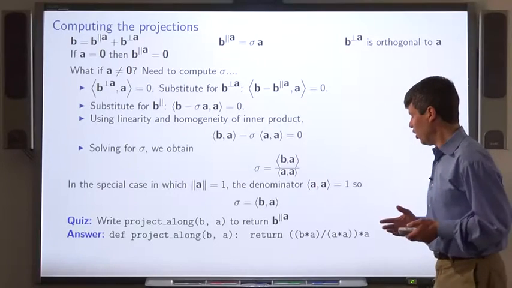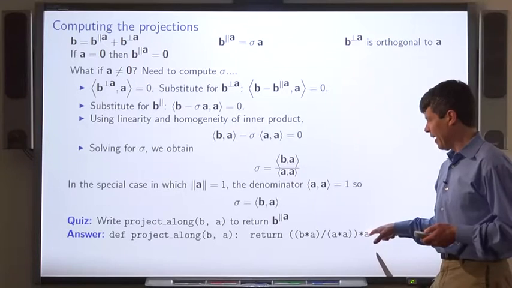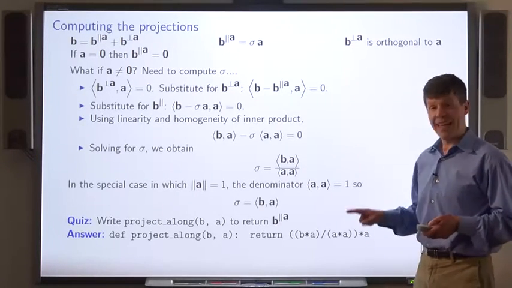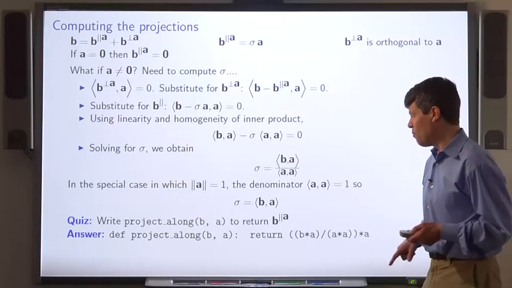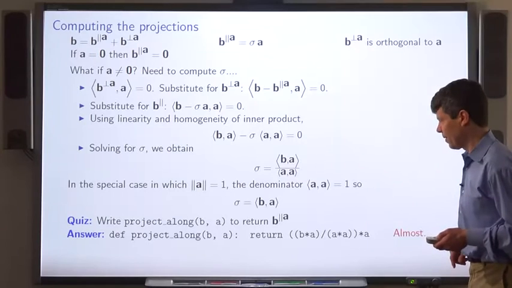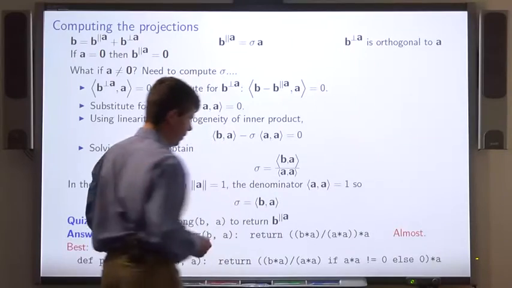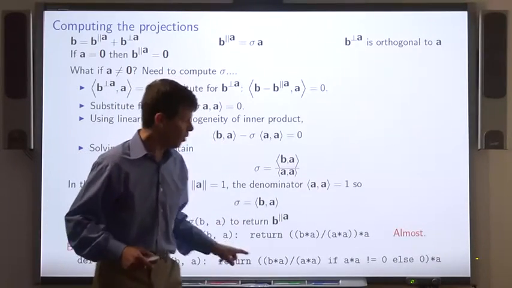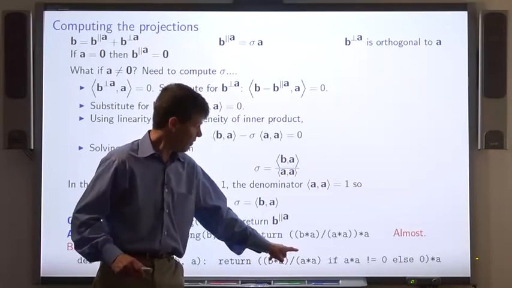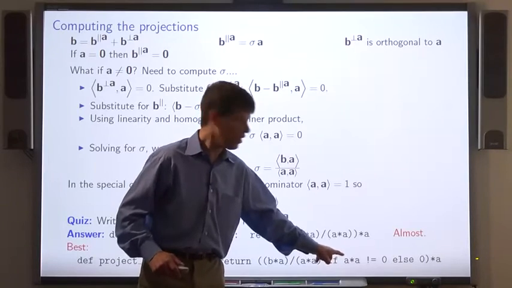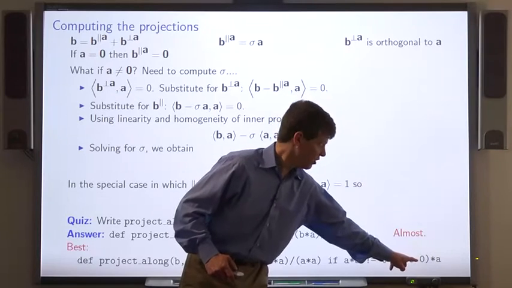Here's the first answer you might give. It returns sigma times A. There's a problem with this in the case when A is the 0 vector. In that case, we have a divide by 0. So the best answer looks like this. It returns a multiple of A, and that multiple sigma is either this ratio of inner products if A is not the 0 vector. But if it is the 0 vector, the coefficient is 0.